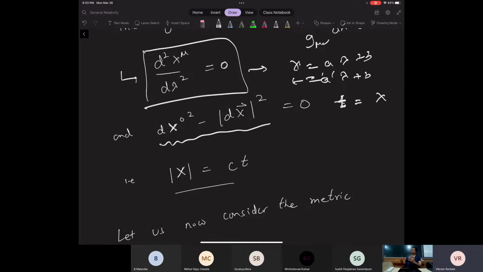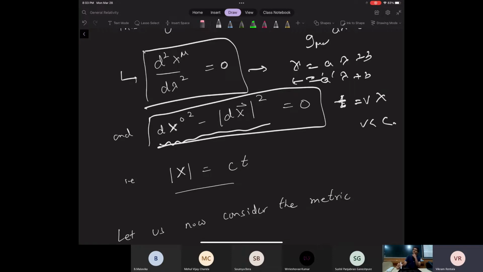But it won't tell you whether that speed is less than the speed of light, greater than the speed of light, or equal to the speed of light. That's why you need this additional condition. For time-like geodesics, we saw that v has to be less than c. For null geodesics, v is equal to c, and by this condition you just get x is equal to ct.